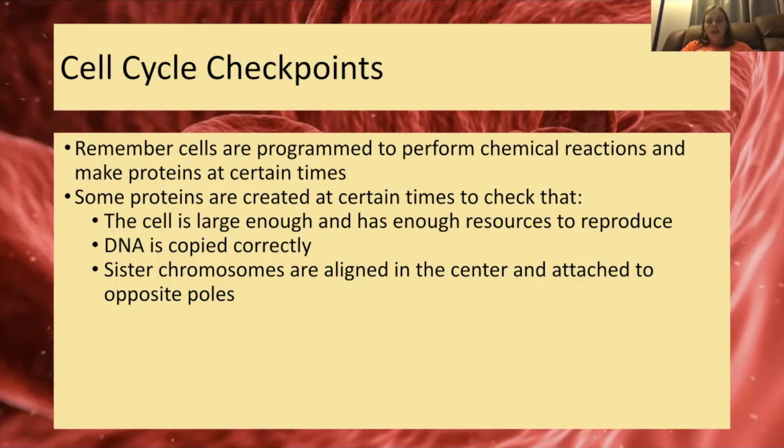And if something should happen and these checkpoints fail and the cell cycle continues, then you can have mutations that continue to cause problems with the cell cycle in the future. And those mutations can accumulate, and these faulty cells can start reproducing faster than healthy cells. And that's where we get things like tumors and cancers.